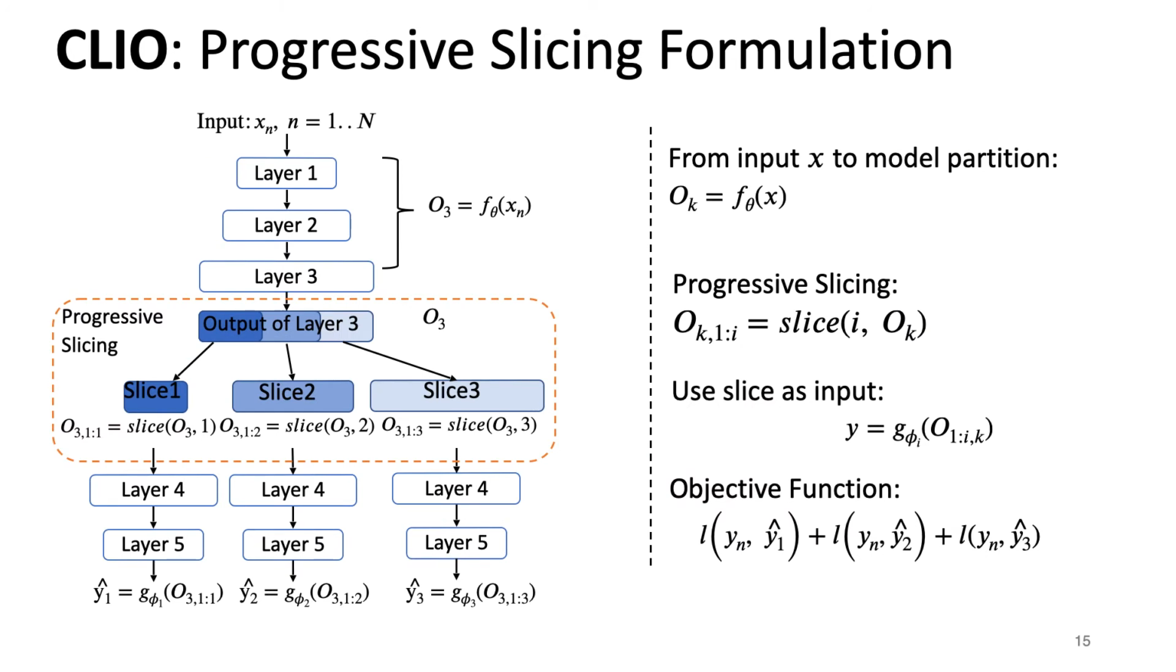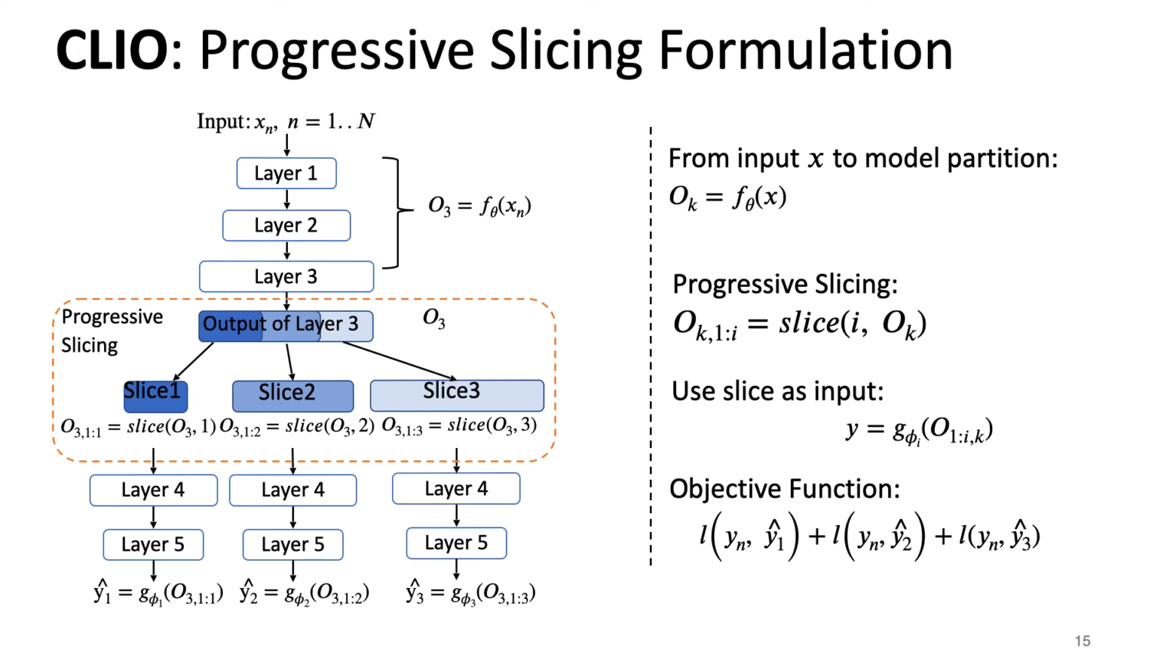Here is the formulation of our progressive slicing. The layer deployed on the IoT devices will be f_θ(x), and the intermediate features will be o. The progressive slicing will slice the intermediate results o into different slices denoted as o_1 to o_I. And we will use each slice as input for the head layers on the cloud.